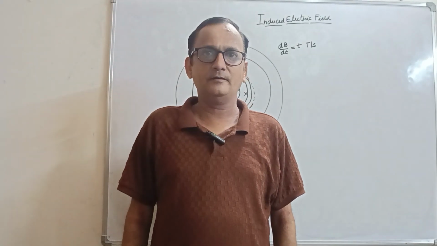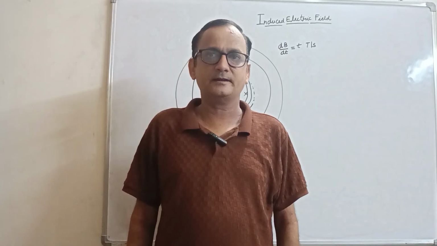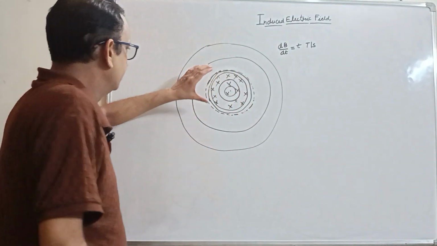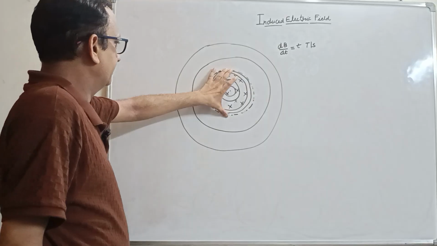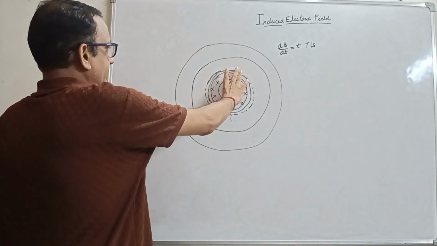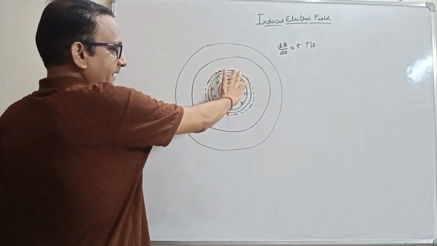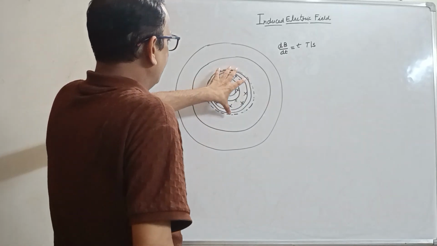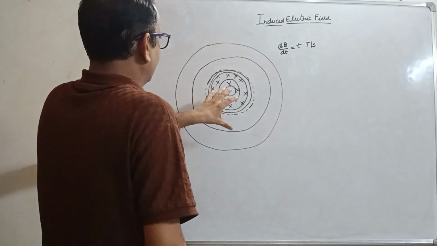Hello student, today we have discussed here about induced electric field. So here we consider a cylindrical region. In this region the time varying magnetic field is present, and we have to find out the induced current.